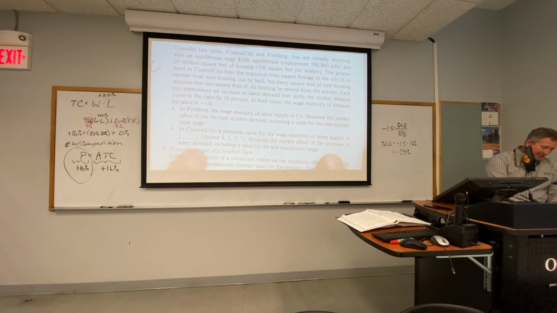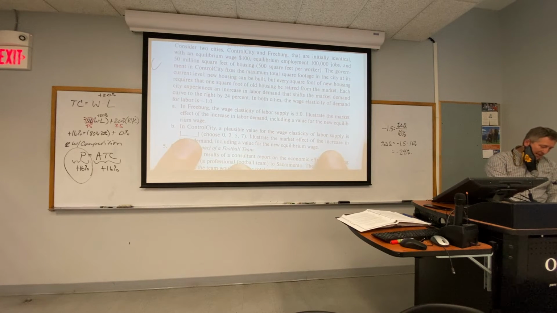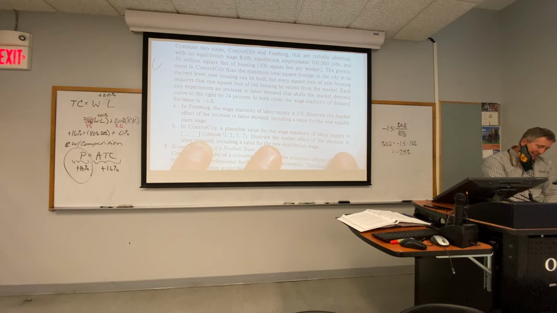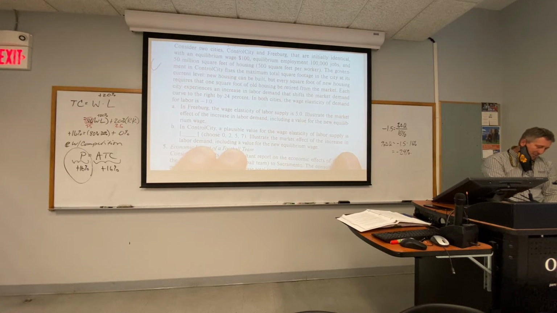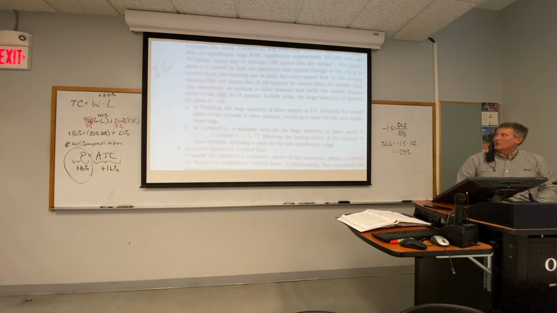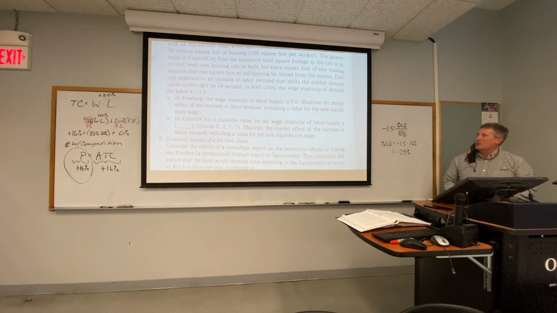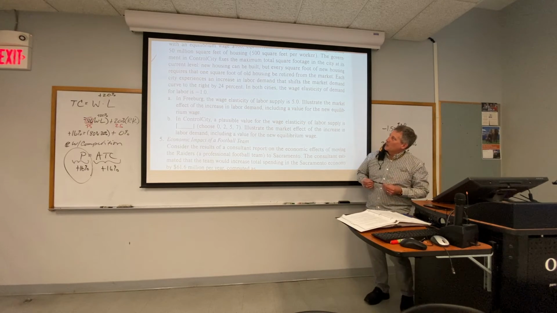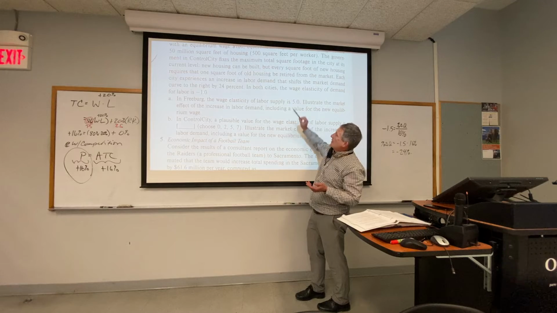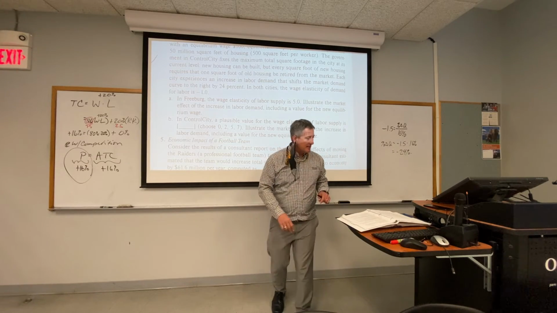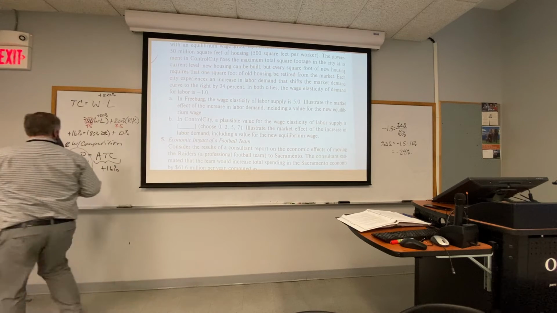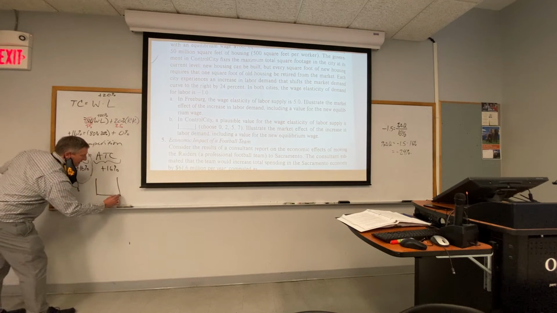Okay, so what's this B part all about? In Control City, a plausible value for the wage elasticity of labor supply is given. Illustrate the market effect of an increase in labor demand, including a value for the new wage. So basically, what is a plausible value for the wage elasticity? The wage elasticity in Freeburg was 5, and remember when we talk wage elasticity, we're talking about kind of the flatness or steepness.